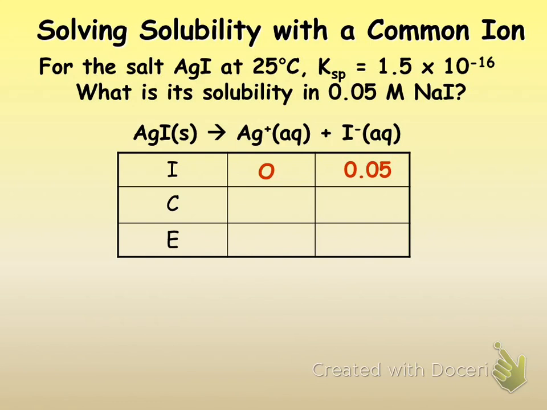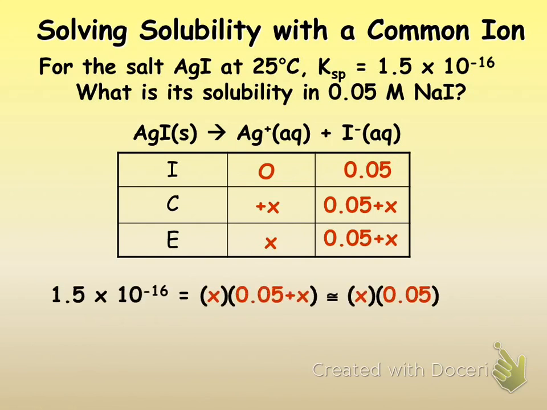Well, our initial concentrations are a little bit different now. We actually do have some I negative in solution. Our change looks like this. And so our equilibrium is X for silver and 0.05 plus X for iodide.